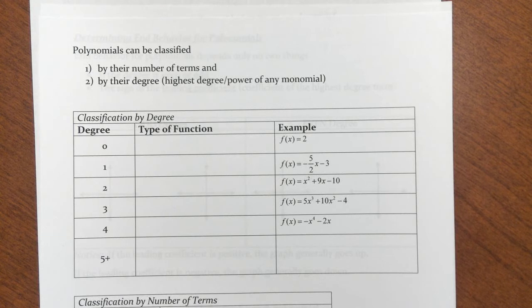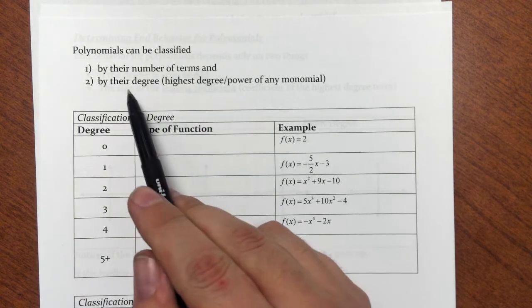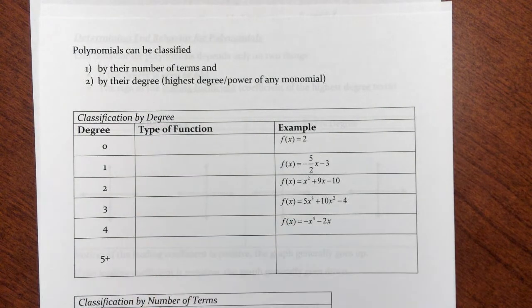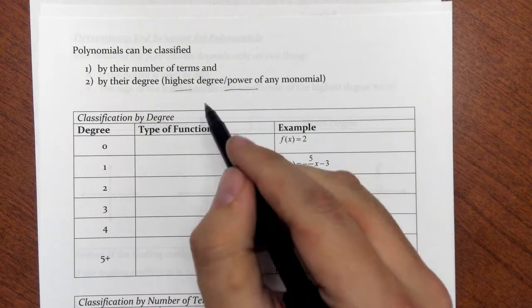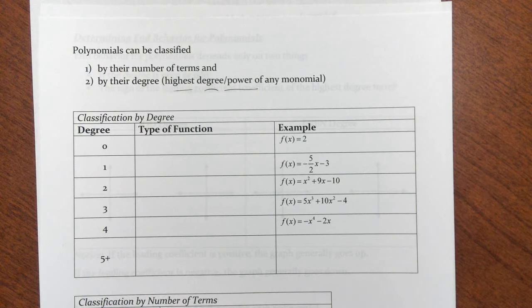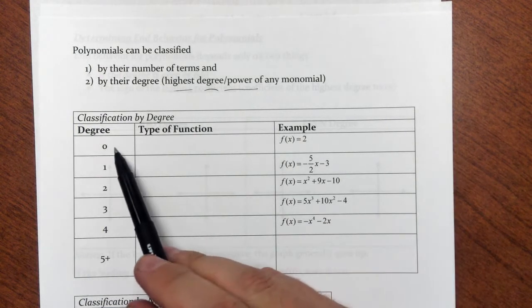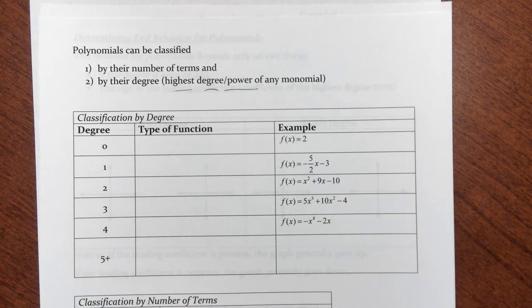So, when I talk about the degree of a polynomial, the degree of a polynomial is the highest degree or power of any of its monomials. So I see some examples right down here. My first example, this is degree 0. f of x equals 2.